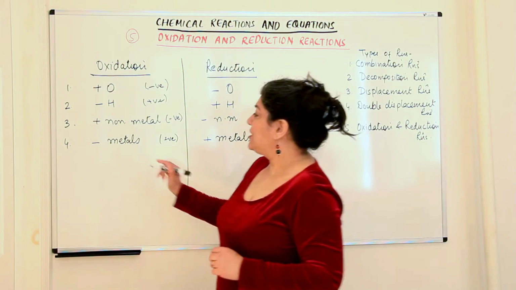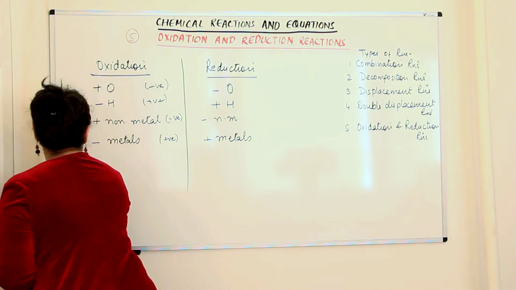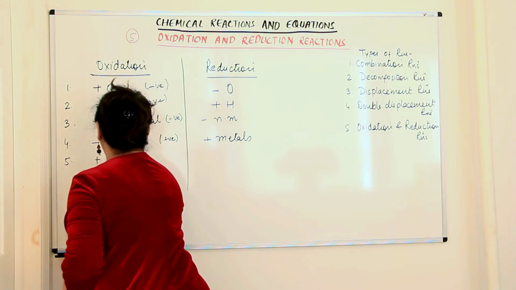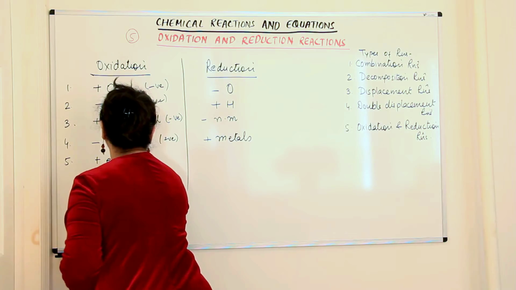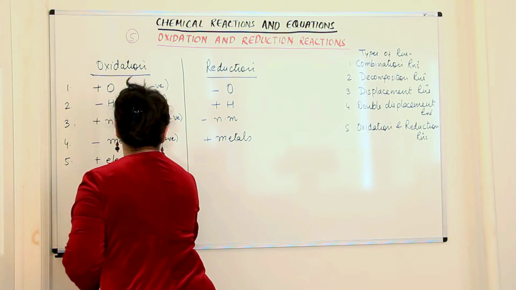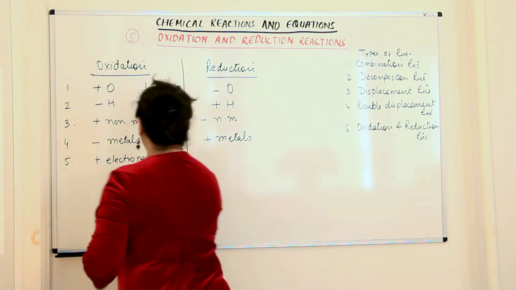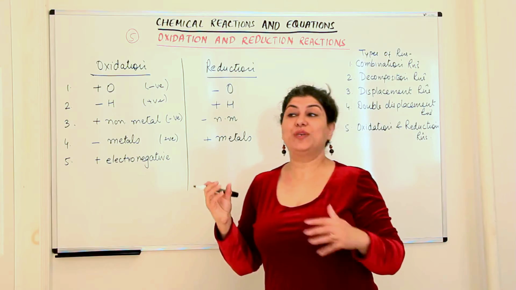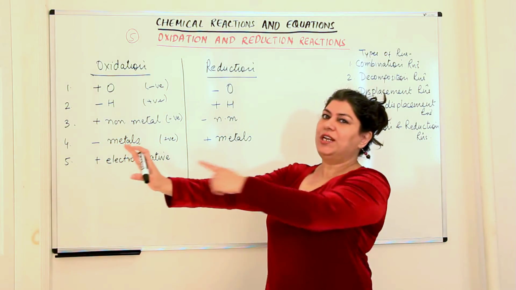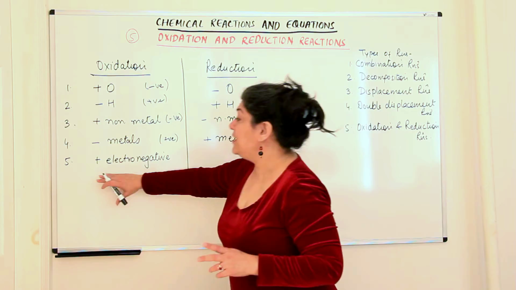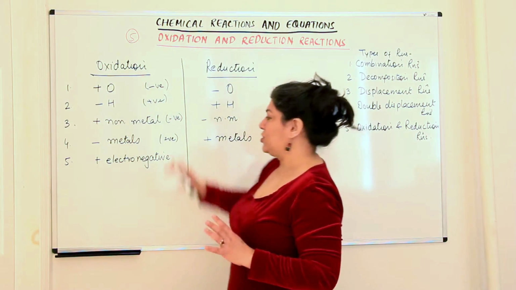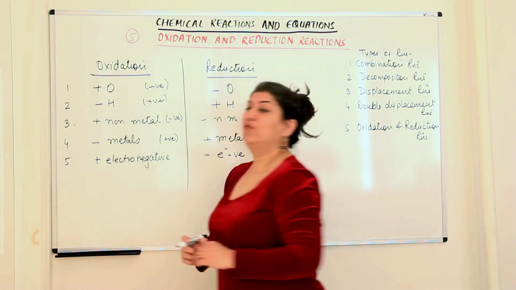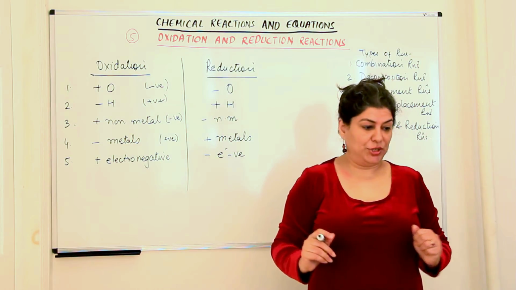So we say that the fifth definition would be that an addition of an electronegative atom, because we said negative, anything which is partially negatively charged in comparison to the other one, addition of the electronegative atom would be oxidation, and the opposite, removal of electronegative atom, would be reduction.